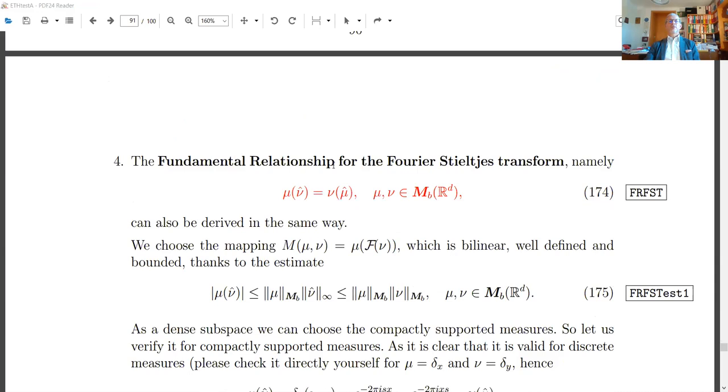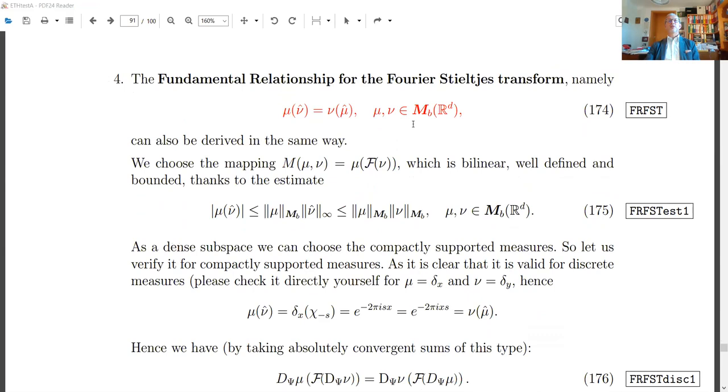Now, I also found that the fundamental relationship for the Fourier-Stieltjes transform can be verified in the same way. We will not use it for a while, and so I just indicated it. It can be rewritten as the following kind of funny formula, the red one.